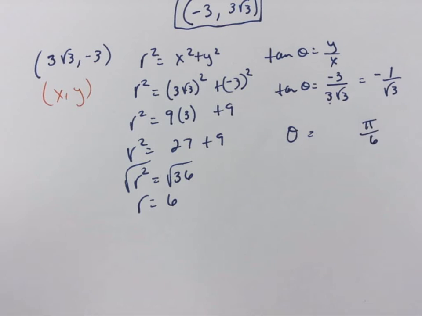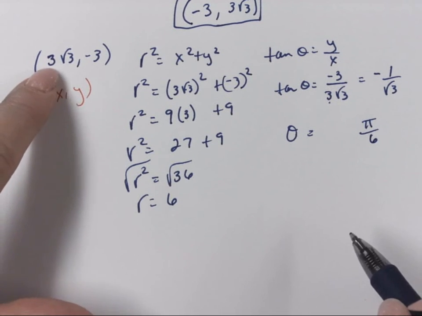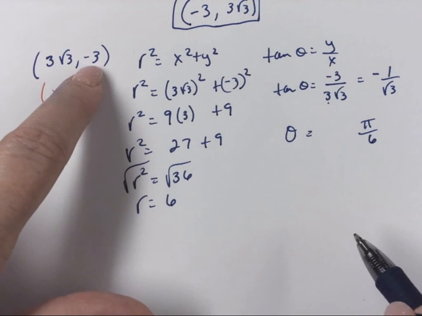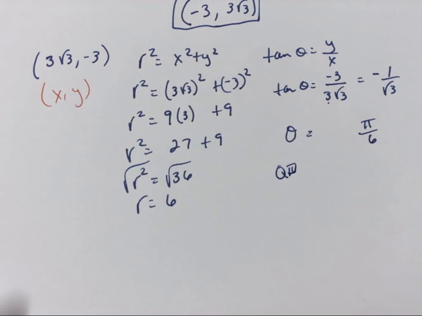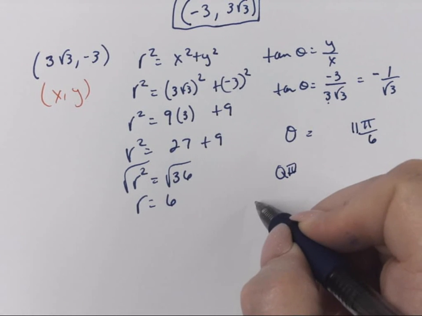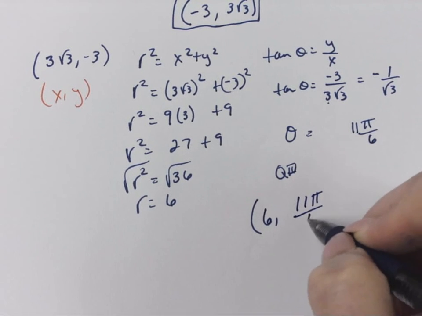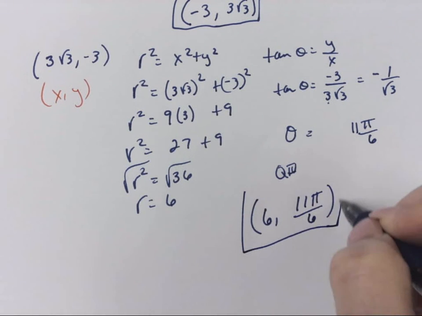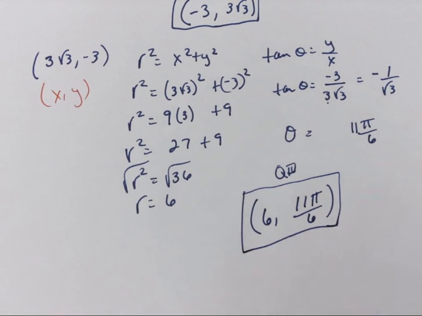Now, I have to figure out which pi over 6 it is. Well, if we go back over here to our point, we have a positive x and a negative y. And where do we find that? That's going to be in quadrant 4. So with quadrant 4, that tells me my angle is going to be 11 pi over 6. So if I'm looking to find my r, theta, I'm going to have 6 and 11 pi over 6. And that would be my point. So go back to your original to figure out your quadrant so you know which pi over 6 you're dealing with.